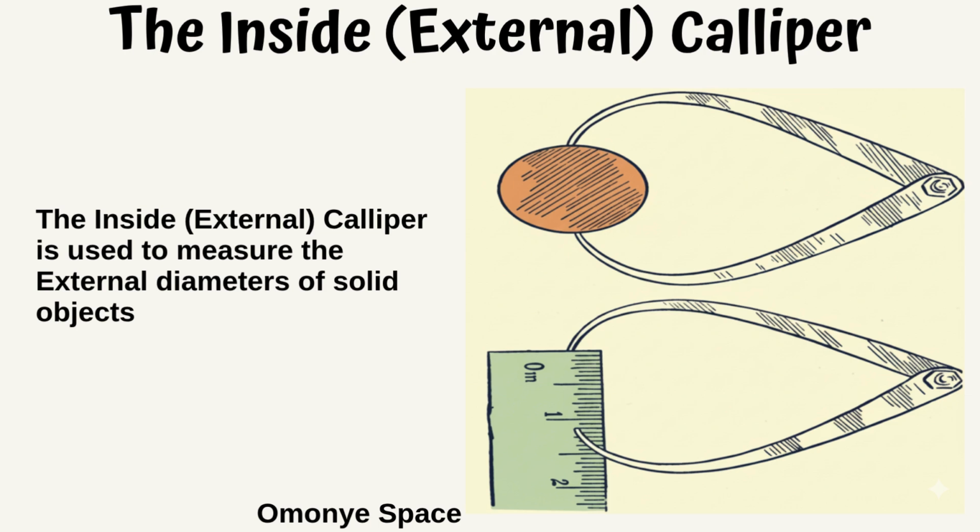The inside, which is also known as the external caliper, is used to measure the external diameters of solid objects. We have a clear image illustration of this. After using the caliper on the diameter of this solid object, we place it carefully on the meter rule to know the exact measurement of this solid object. Look closely at this clear image illustration to understand better.